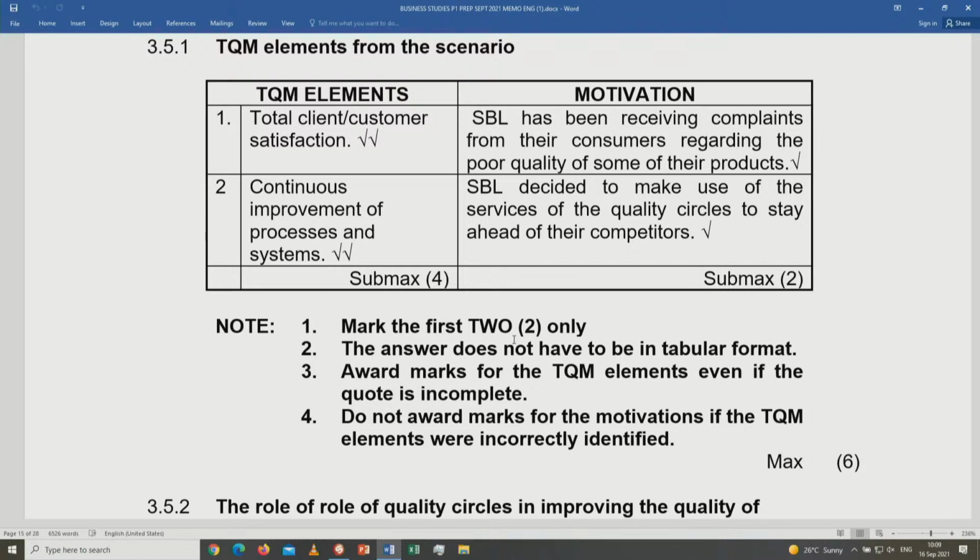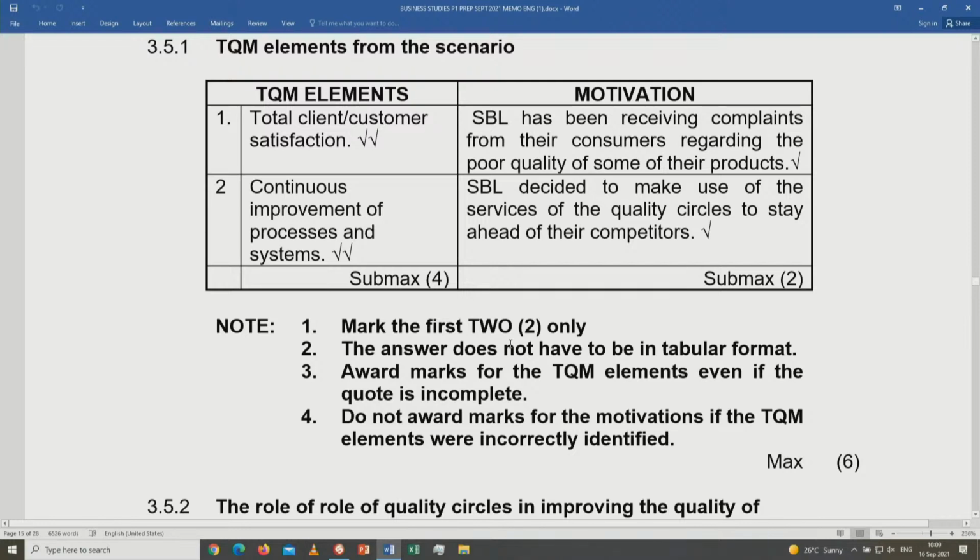And then award marks for TQM elements, even if the code is incomplete, even if the motivation there is not complete, you still award the 2 marks. Do not award marks for motivation if the TQM elements were incorrectly identified. If the TQM element is incorrectly identified, you cannot award marks. It's important to take note of that.